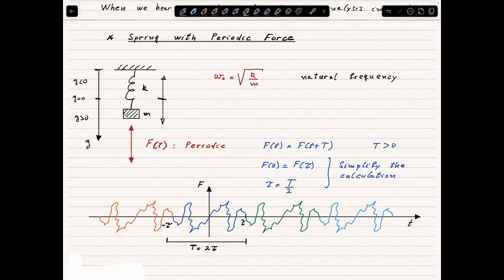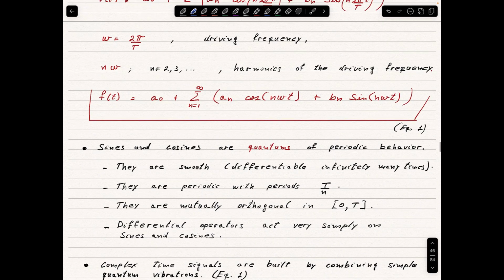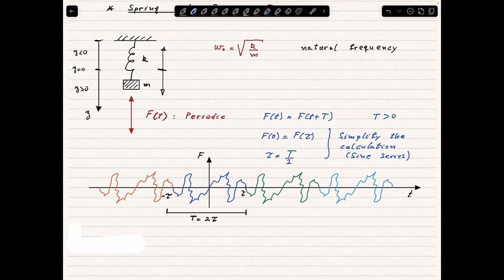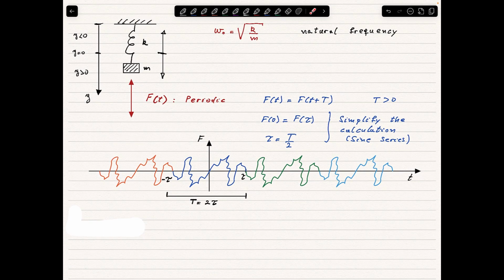How is it going to simplify the calculation? Well, in the Fourier expansion that we were talking about before, we are not going to have these coefficients, and we are only going to have sine functions, so one can prove it. So we are going to have only sine series. So let's suppose we have such a force. This is our system, with a force more or less like this.